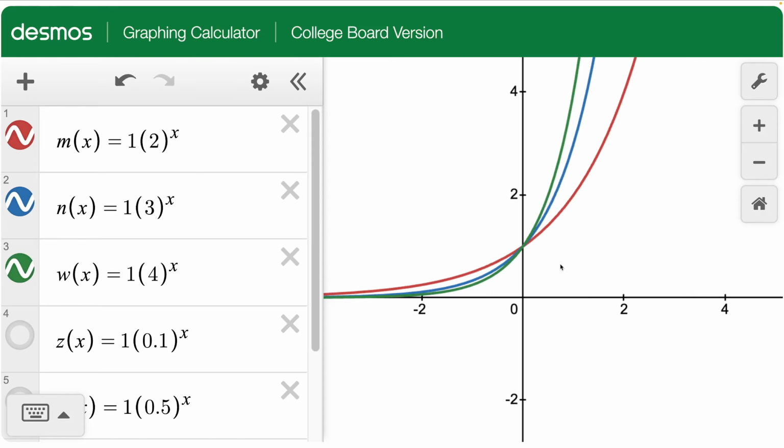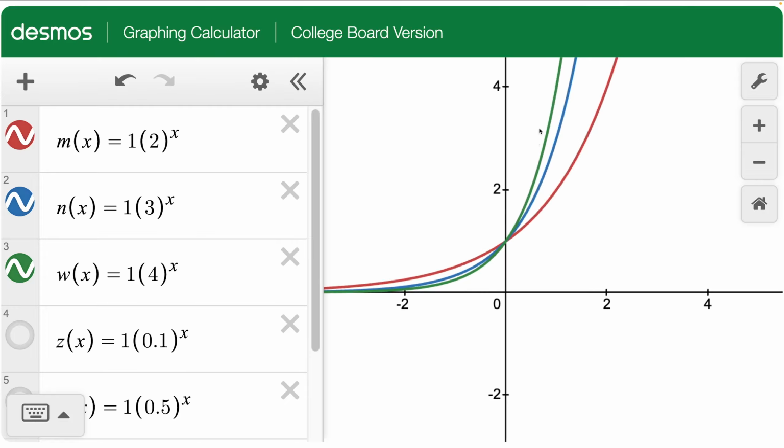Okay. And we call this type of graph an exponential growth function because it's going up from left to right. Think of it as if you were riding a roller coaster from left to right, you would be going uphill on the roller coaster. Okay, so this is exponential growth.